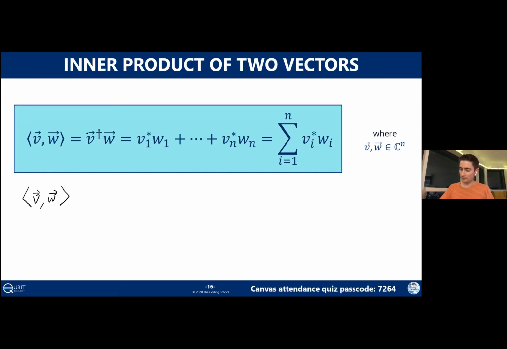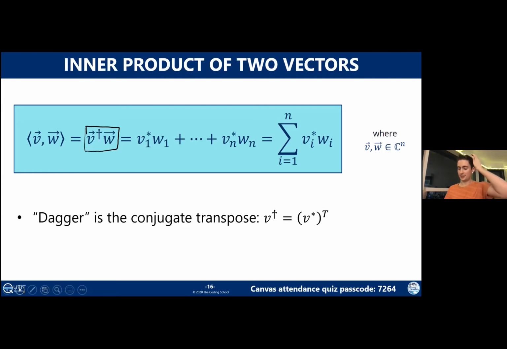Okay, next one. This is an equivalent way of drawing the inner product. The inner product is actually defined as V, we call this thing dagger, so we would pronounce this V dagger times W. The dagger is called the conjugate transpose, which is again a mouthful. I think a theme in this lab is that a lot of things are mouthfuls and kind of complicated at first glance, but once you work through some examples, they start to become easier.